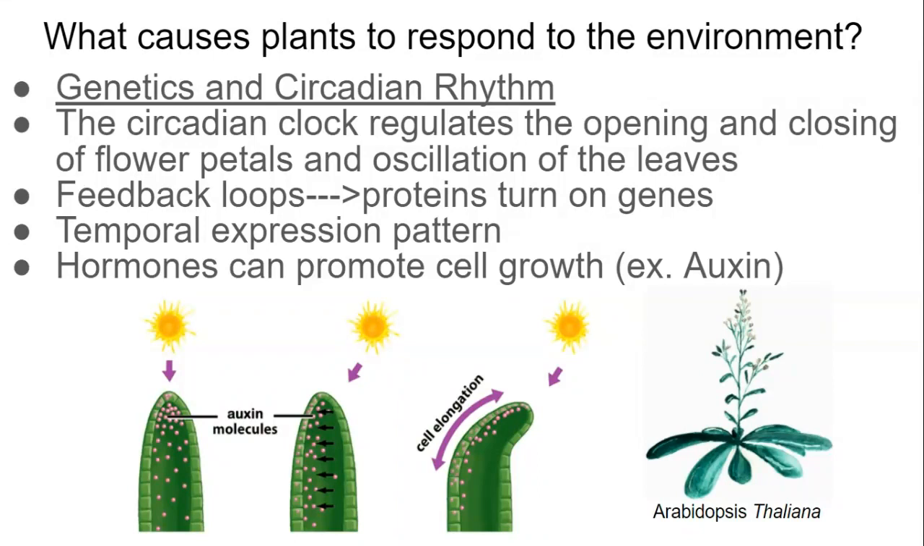So what causes plants to respond to their environment? Genetics are responsible for regulating the circadian clock, and the circadian clock controls the opening and closing of flower petals or leaves. Through a series of feedback loops, specific genes play the role of whether these genes turn on or off. Each plant has its own unique proteins that influence plant movement. Many of these proteins are still being researched.